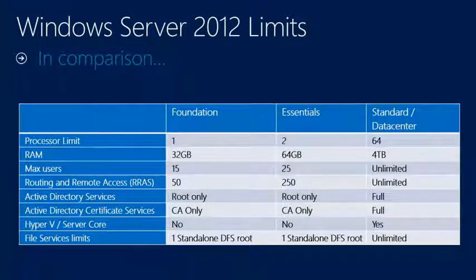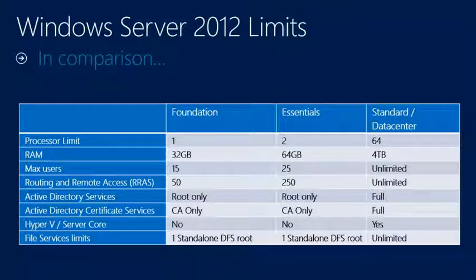Now, the processor limit starts off basically letting you know that with the Data Center, you can have up to 64 processors. That's pretty much the way to go most of the time. And then with the RAM, you have the 4 terabyte limit on the Data Center and the 32 gigs on the Foundation, which is much smaller. I mentioned the max users as well for the Foundations, all the way up to unlimited max users.